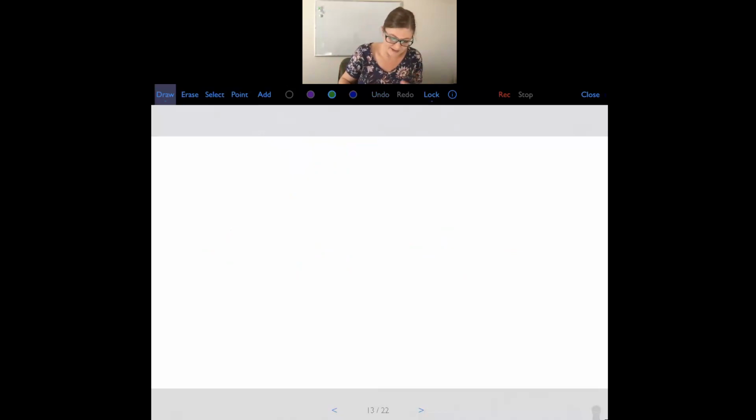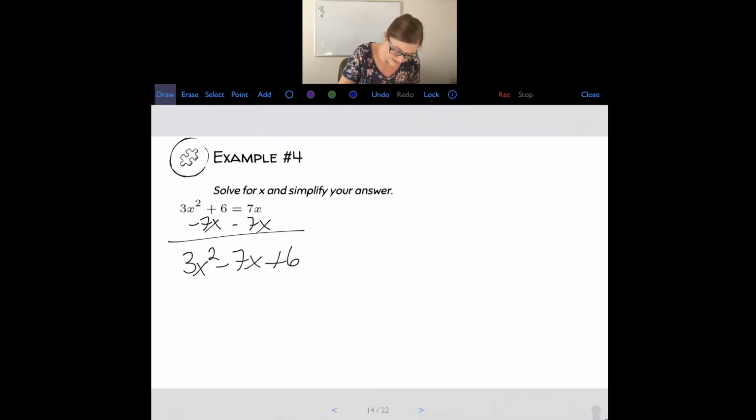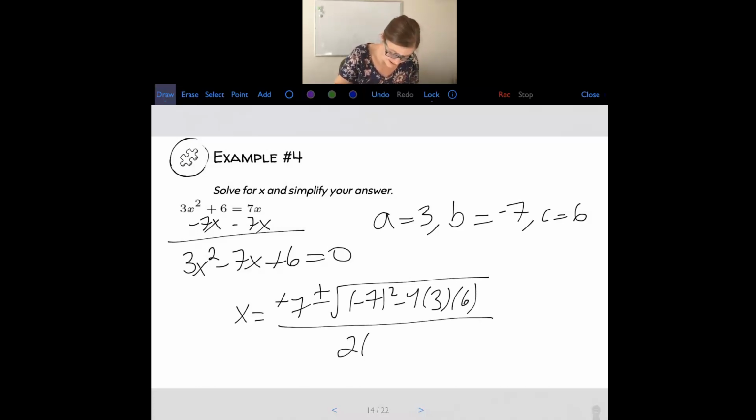Okay, example number 4, solve for x and simplify your answer. Again, we'll make sure that this is set equal to 0 by starting off subtracting 7x from both sides, to get 3x squared minus 7x plus 6 is equal to 0. We have a is equal to 3, b is equal to negative 7, c is equal to 6. Using the quadratic formula then, we have x is equal to the opposite of b plus or minus the square root of b squared minus 4 times a times c, all over 2 times a.